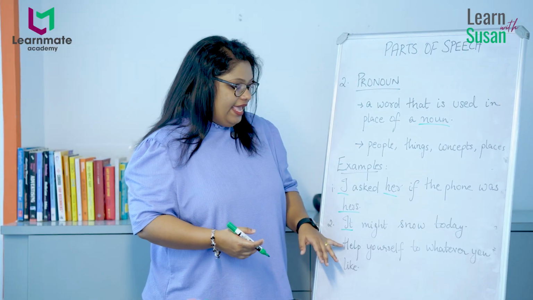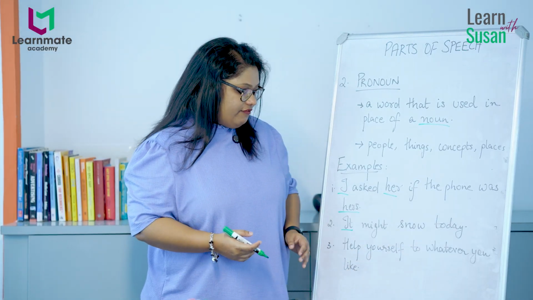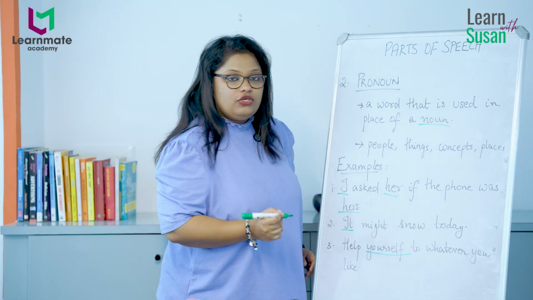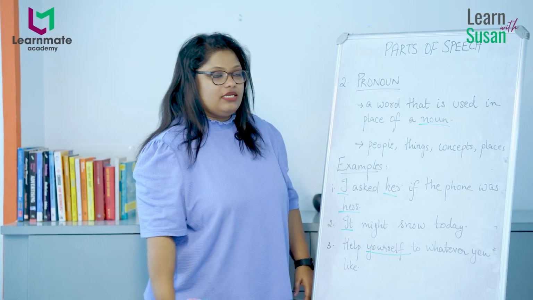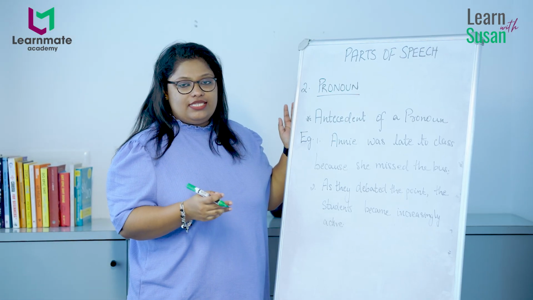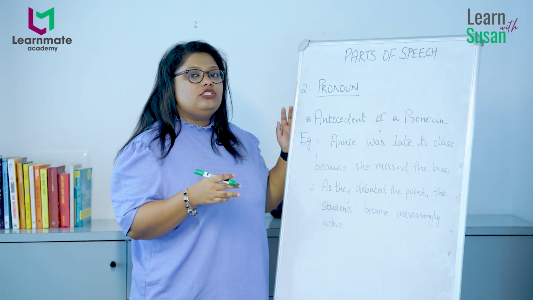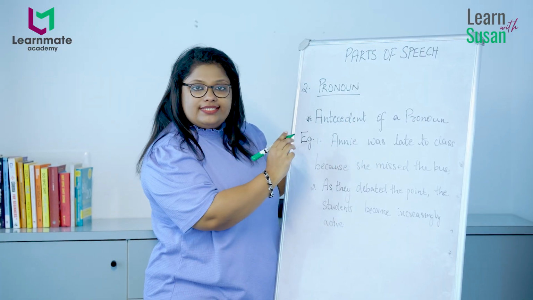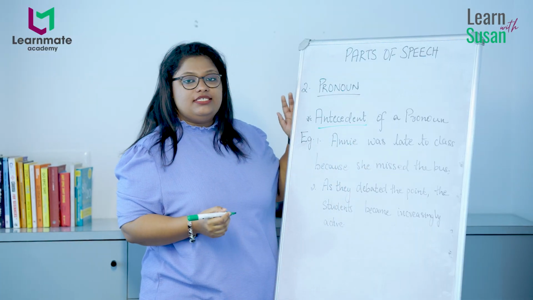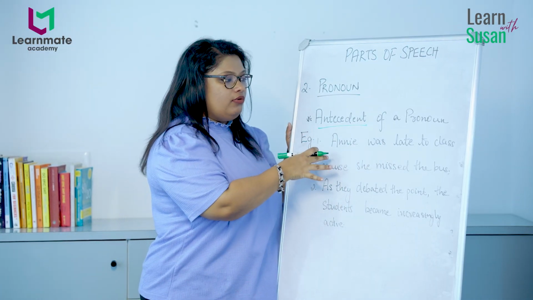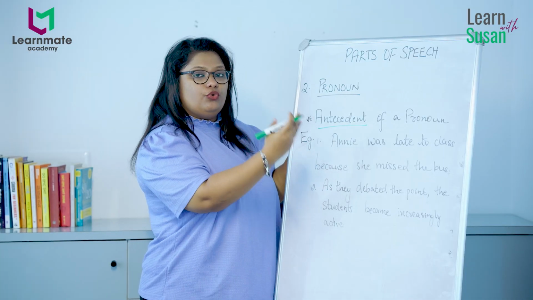The next one, help yourself to whatever you like. So again, we have yourself, which is used as a pronoun in this sentence. Now, when we study pronouns, there's another concept which you have to keep in mind, which is called the antecedent. The antecedent of a pronoun simply refers to a noun that we refer to when we use a pronoun.